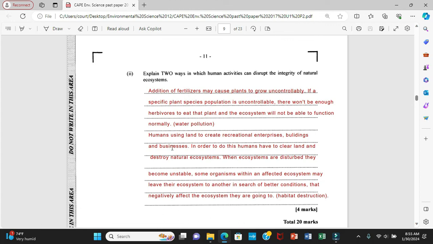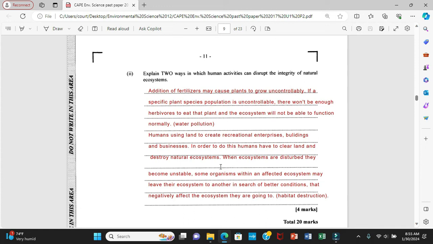Another way it loses its integrity is humans using land to create recreational enterprises, making buildings and businesses. In order to do this, humans have to clear the land, destroying the natural ecosystem. So clearing of land can lead to soil erosion and species extinction, and they're disrupting their home. That is also another way in which it loses its integrity.